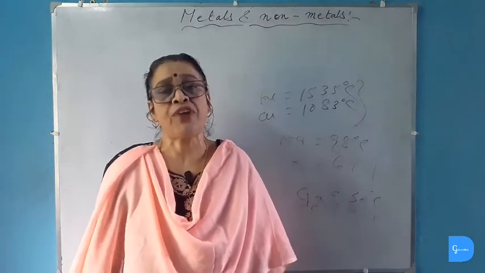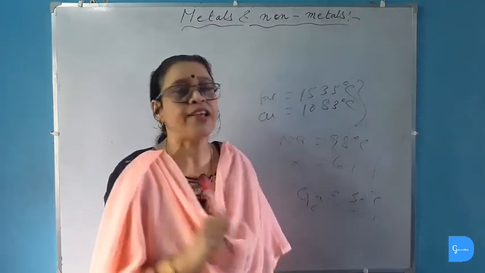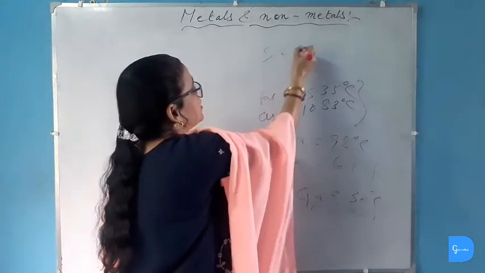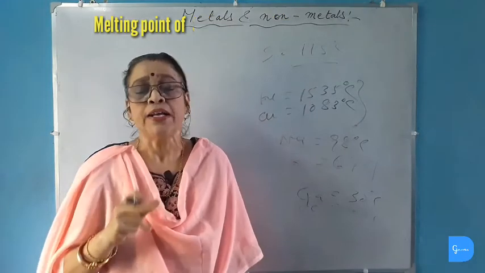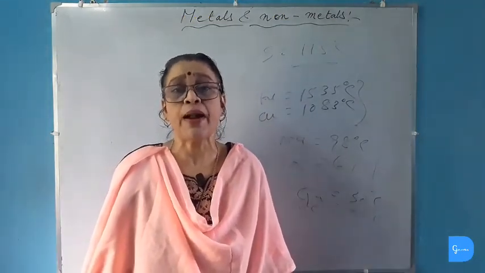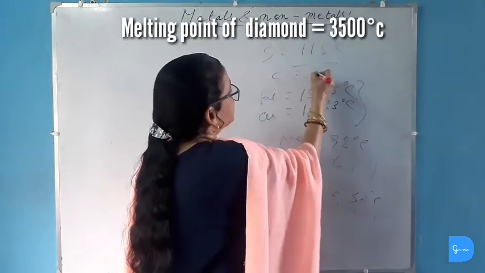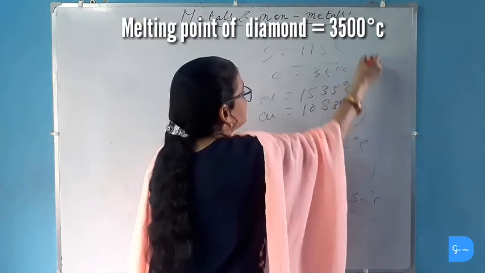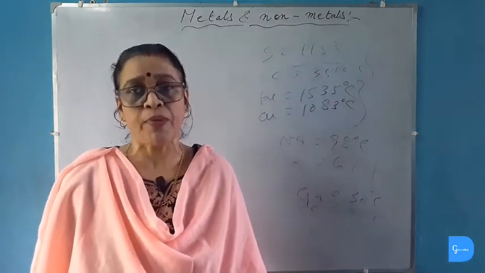On the other hand, we have studied that non-metals have low melting and boiling points. For example, the melting point of sulfur is 115 degrees centigrade, which is quite low. But diamond, which is an allotropic form of carbon, has a melting point of 3500 degrees centigrade, which is very high. So these are the exceptions in case of non-metals.